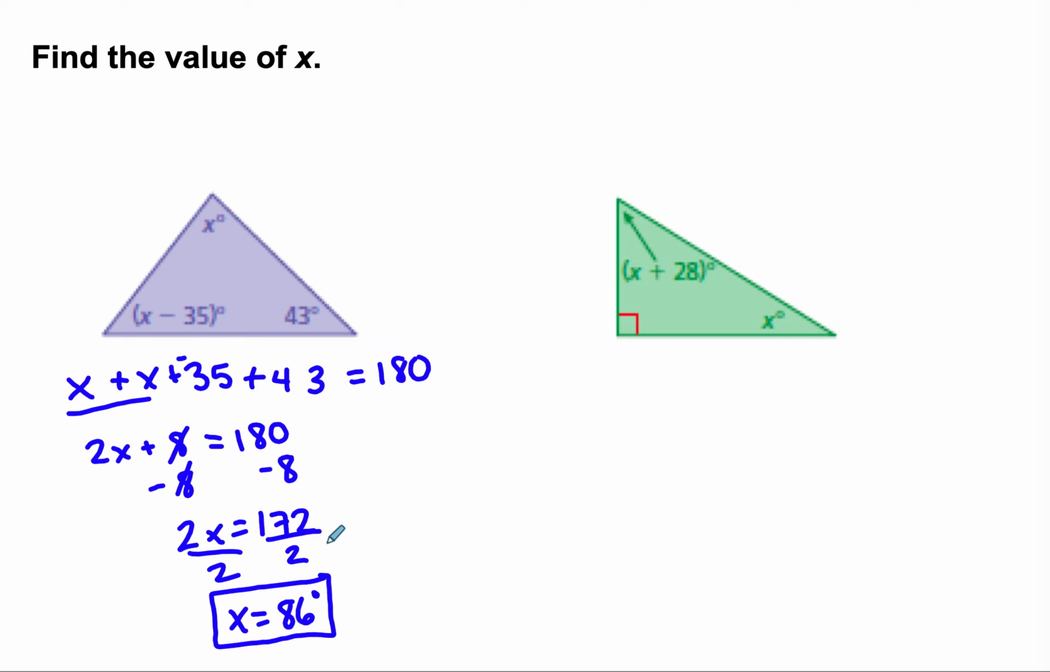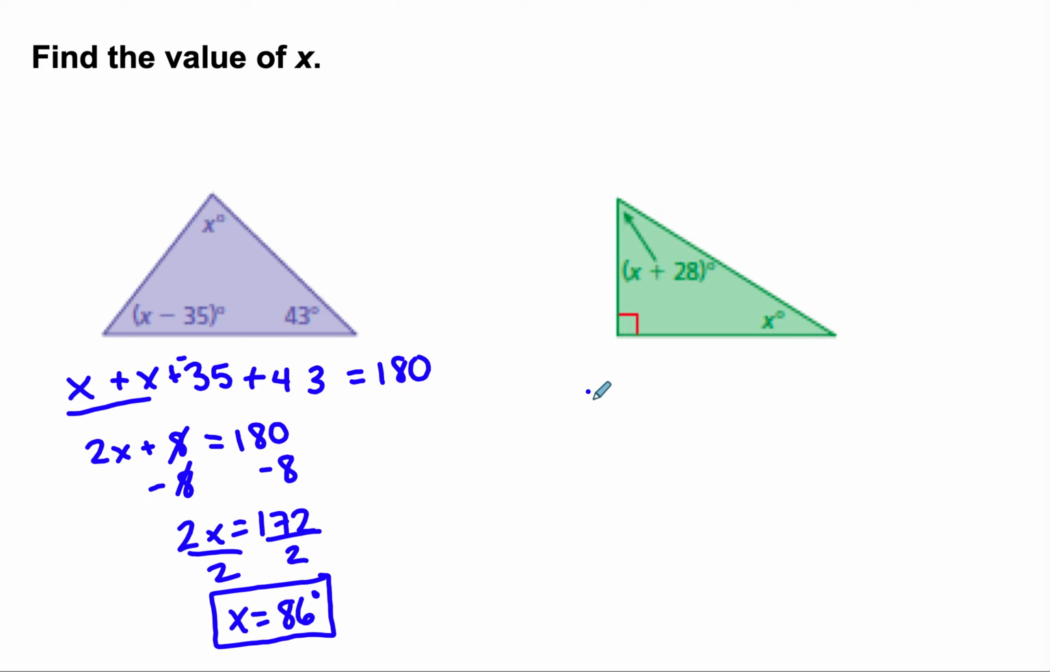In this lesson of this chapter, you have to be very careful about the directions. Sometimes they're going to ask you to find the value of the angles. Here they say value of x, so once we get to x, we're done. If they said value of the angles, then I would have 86 for this one, and I would have to do 86 minus 35 to figure out how much that one is.